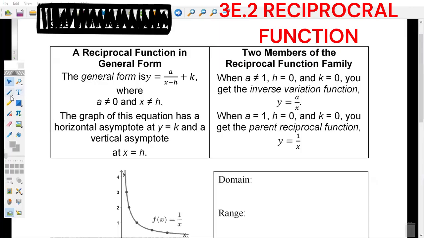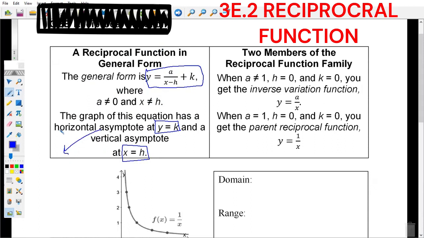All right, so we're on 3.5b, reciprocal function, okay? The reciprocal function in general form is y equals a divided by x minus h plus k. That's the general form of it, okay? Where a cannot equal 0, so a cannot be 0, and x and h cannot equal each other. Okay, the graph of this equation has what's called a horizontal asymptote at y equals k and a vertical asymptote at x equals h. Okay, asymptotes.